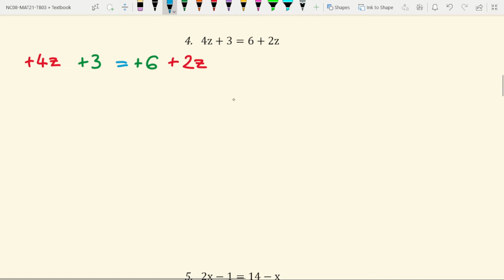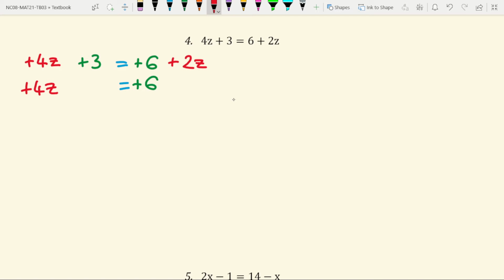The next step should be copying the terms which are in the right place. Plus 6 is known, it is on the RHS, it is in the right place, I will copy it. Plus 4z is in the right place, so I will copy it as it is. Plus 2z is unknown, but it is on the right hand side, so it is in the wrong place.